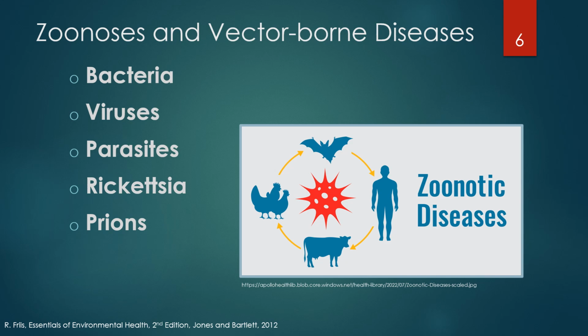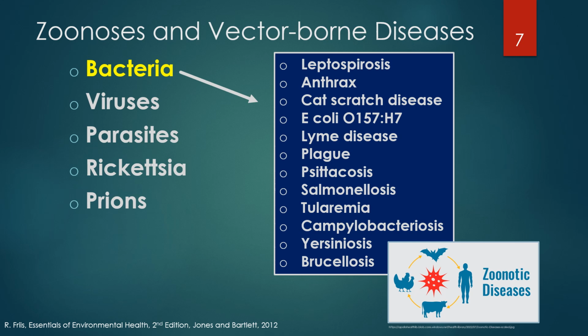There are more than 200 zoonoses and vector-borne diseases caused by bacteria, viruses, parasites, rickettsia, and prions. Let's review a sample list from each of these categories. Bacterial zoonoses and vector-borne diseases include leptospirosis, anthrax, cat scratch disease, E. coli O157:H7, Lyme disease, plague, psittacosis, salmonellosis, tularemia, campylobacteriosis, yersiniosis, and brucellosis.